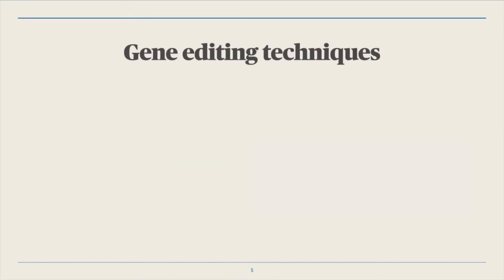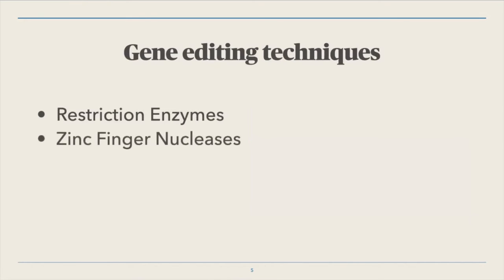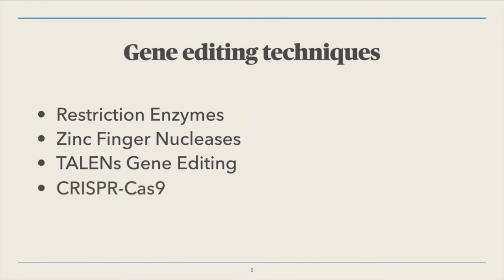There are four main techniques used for gene editing: restriction enzymes, zinc finger nucleases, TALEN gene editing, and then in 2012, scientists discovered a new method called CRISPR-Cas9, which is based on the defensive mechanism that has existed for a long time in bacteria to fight off invading viruses.